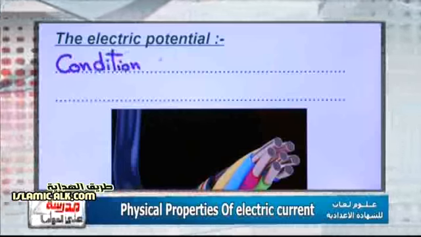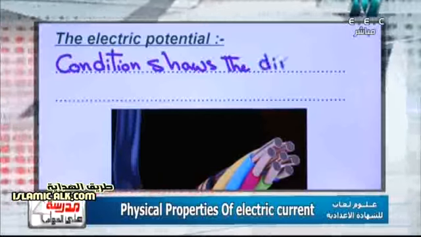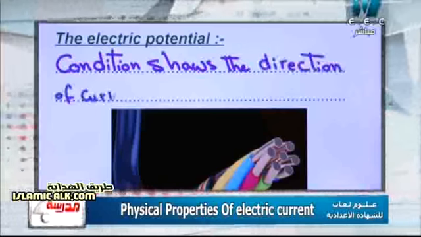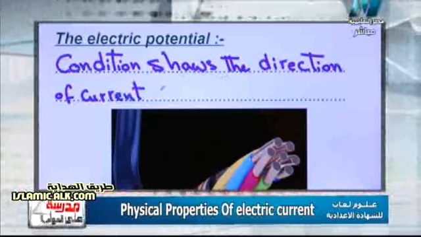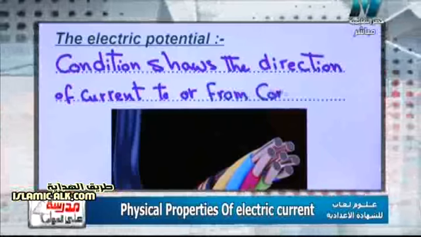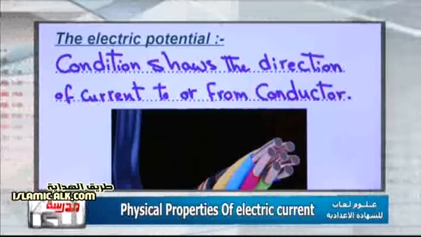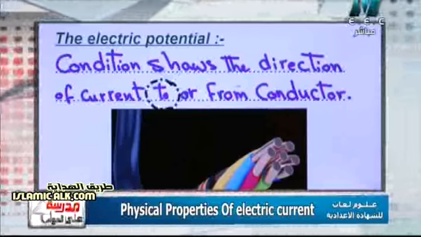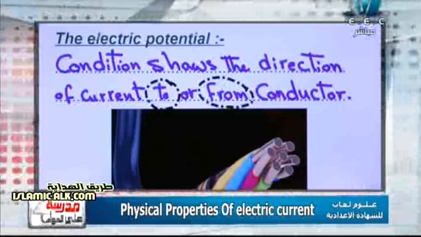Condition shows the direction of current to or from a conductor. So it is something that shows me the direction of the electric current, either coming to or going from the conductor. So we now know what is meant by electric potential.